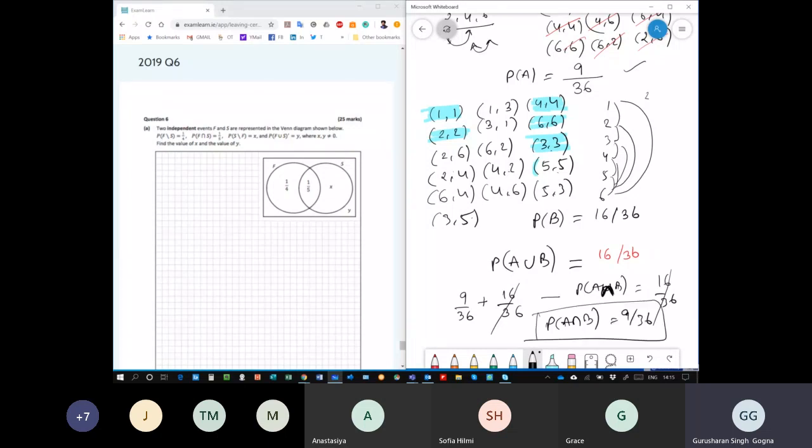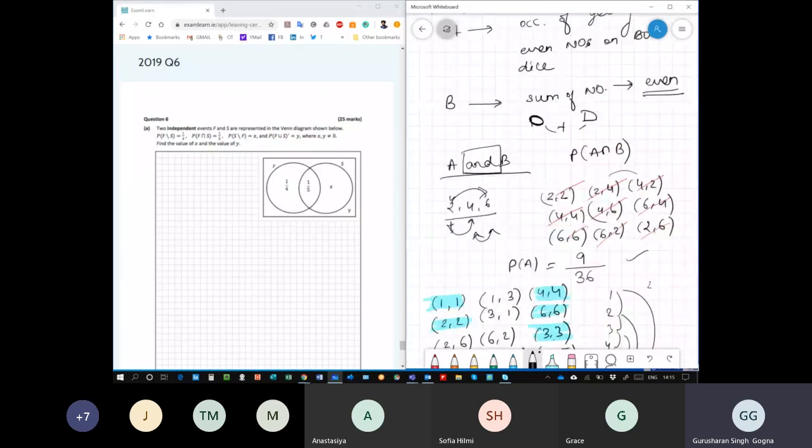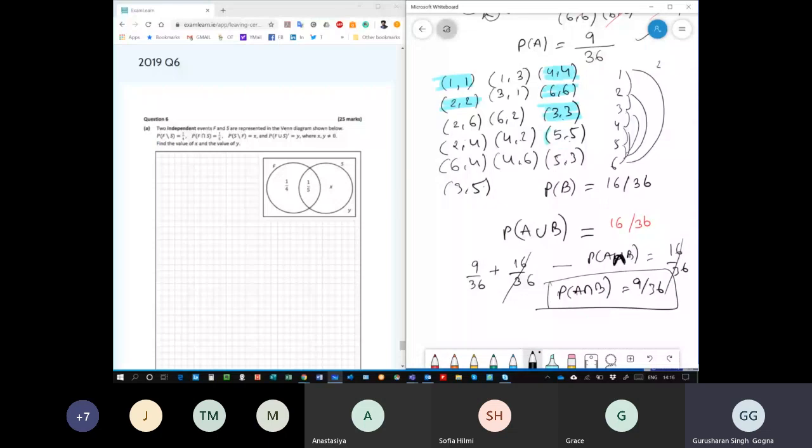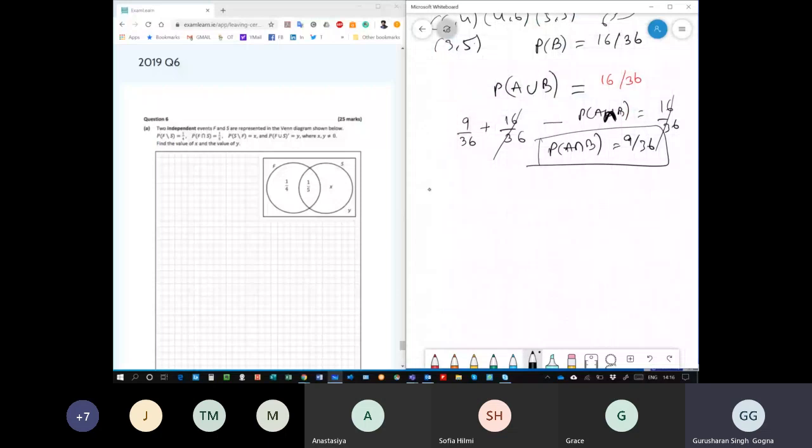Okay. So I just explained to you how to write down the outcomes and how to use this equation. Obviously, I made this question, so this is how you need to work it out. Okay. Now the next thing is conditional probability.